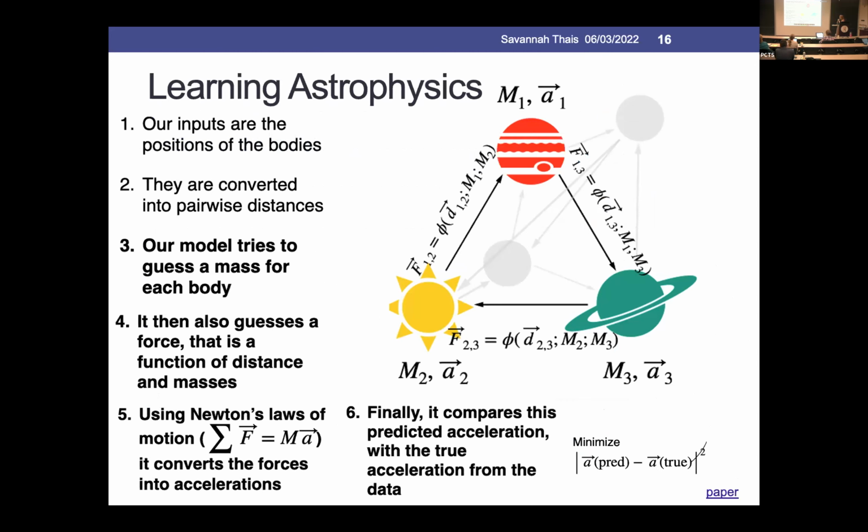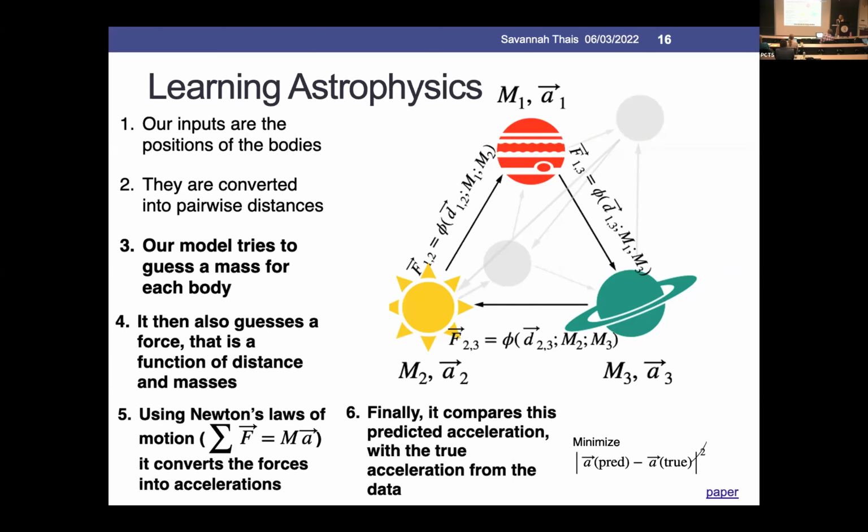So this is an application of symbolic regression to GNNs, where the input to the graph is the position of different celestial bodies. You have pairwise distances as the edge relationships between your graph nodes, and then the GNN tries to guess a mass for each body, and it also guesses a force as some learned function of the pairwise distances and the guessed mass, the guessed node value.